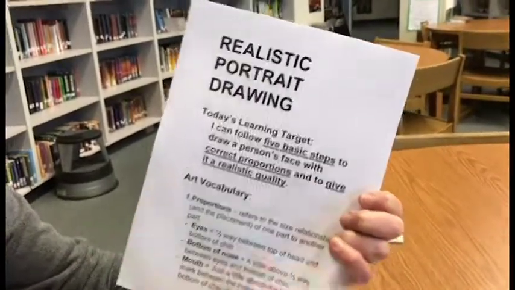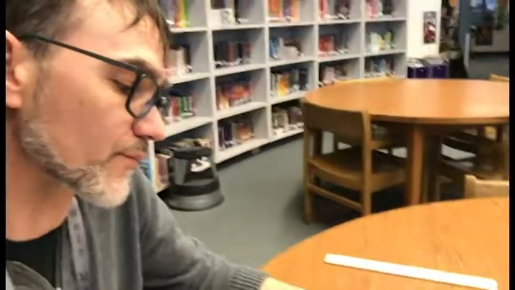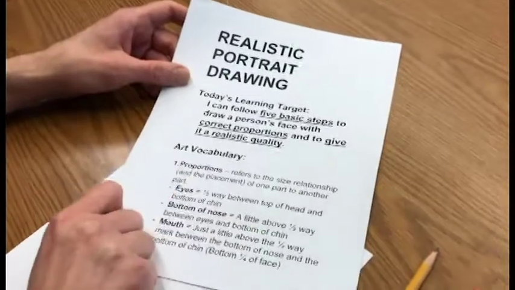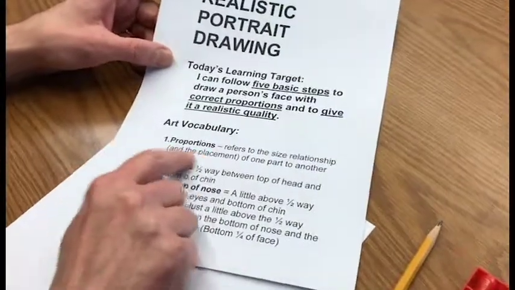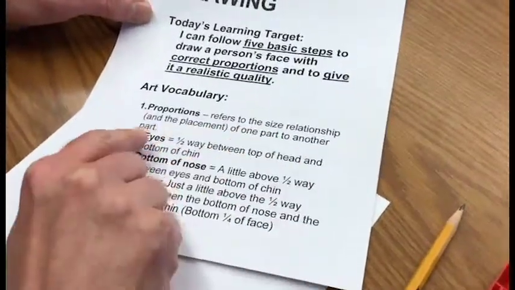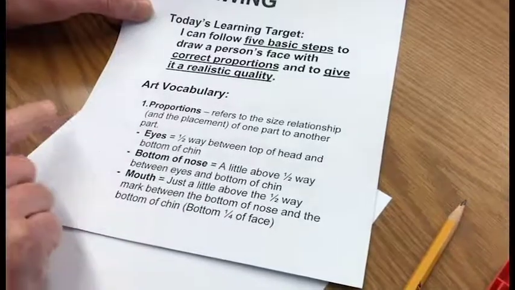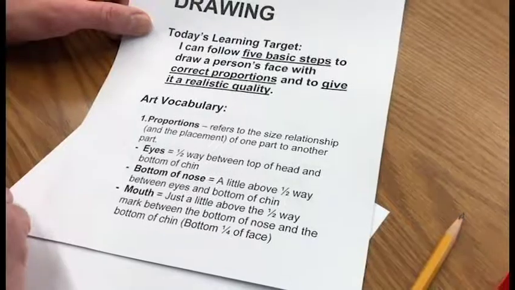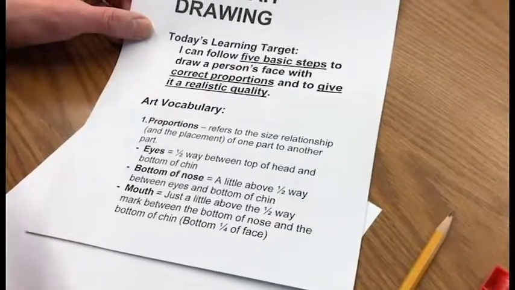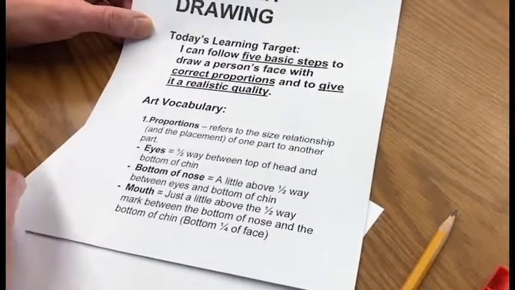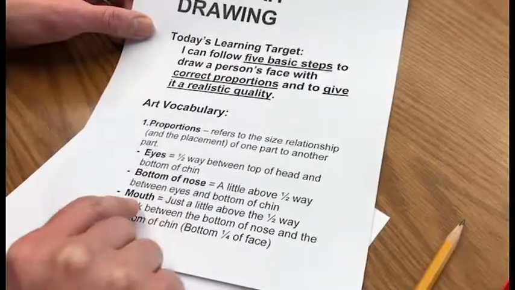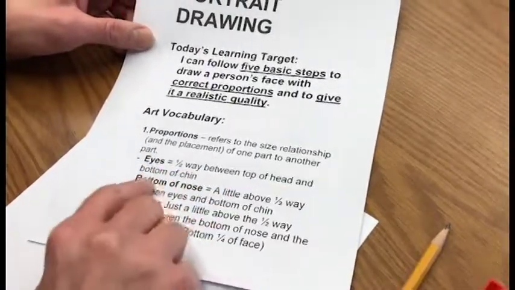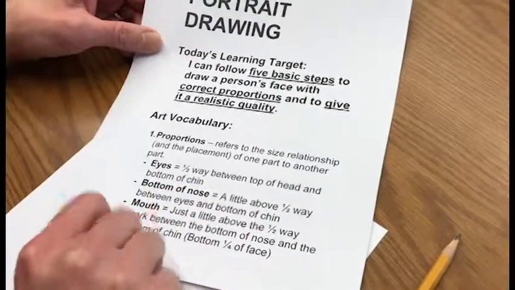So the art vocabulary to begin with is key. Proportions refers to the size relationship and the placement of one part to another. So largely, we're going to use the eyes as our most important facial feature. Then our nose and our mouth. The eyes will be halfway between the top of the head and bottom of the chin.